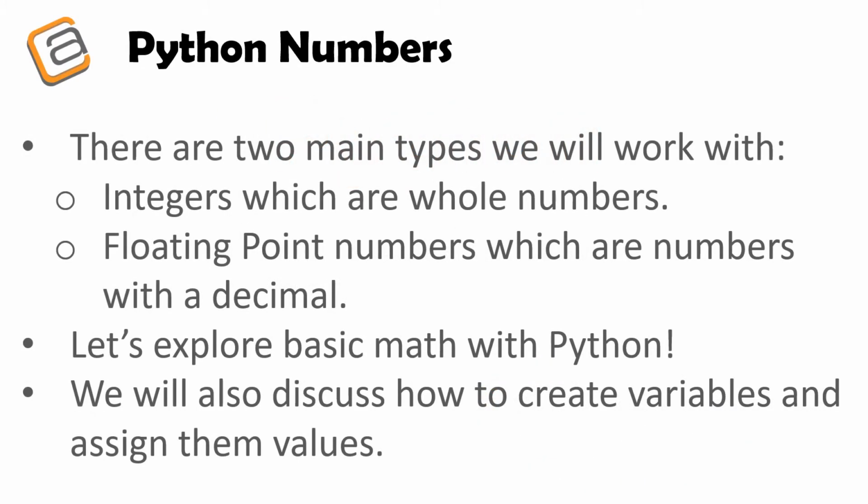We already briefly mentioned that there's two main number types we're going to be working with throughout the course. And that is integers, which are whole numbers, and floating point numbers, which are numbers with a decimal. We're going to be exploring a little bit of basic math in Python, and then we'll also discuss how to create variables and assign them values. Let's open up a Jupyter notebook and get started.